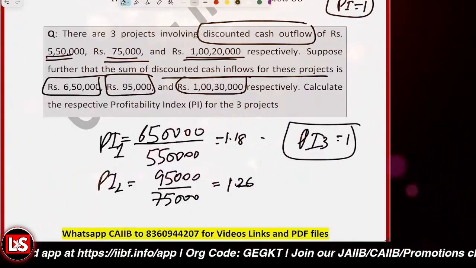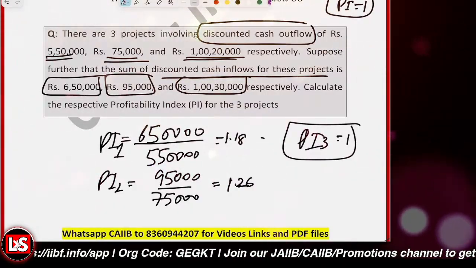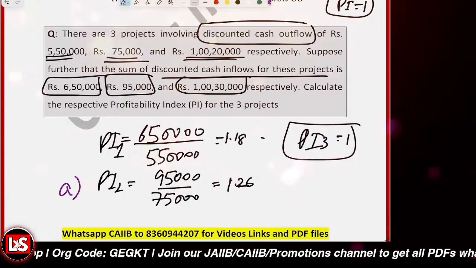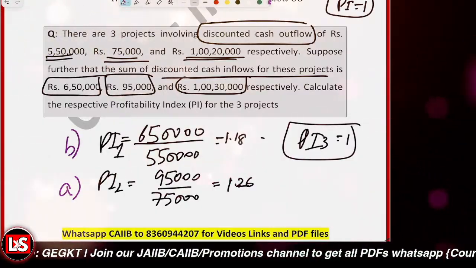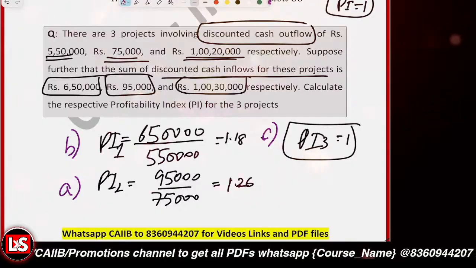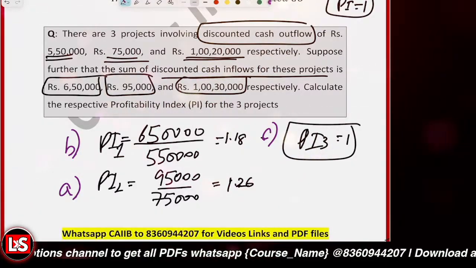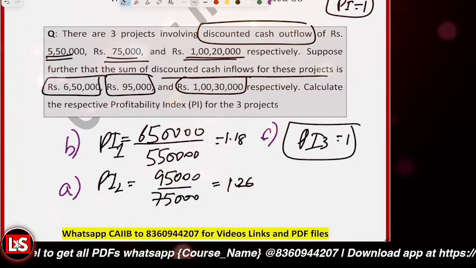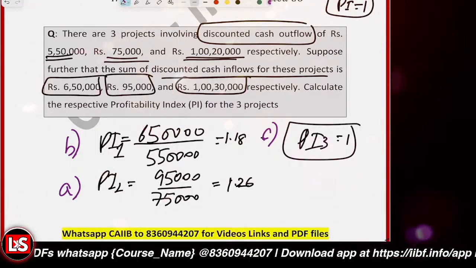We have to rank the projects, na? So the project 2 will be ranked first. Project 1 will be ranked second, and project 3 will be ranked third. Right? Getting it? So PI basically helps us to compare the project efficiency.